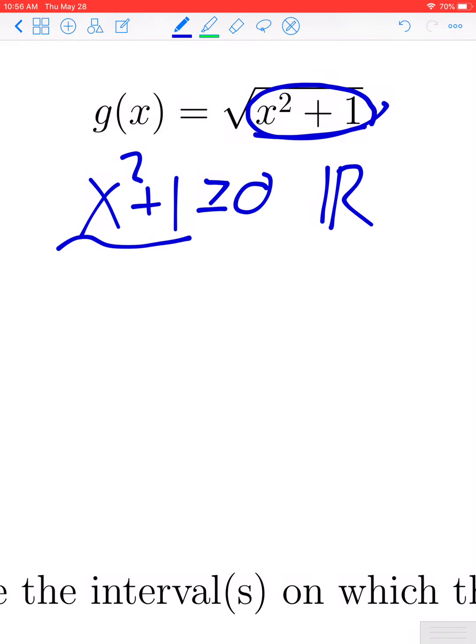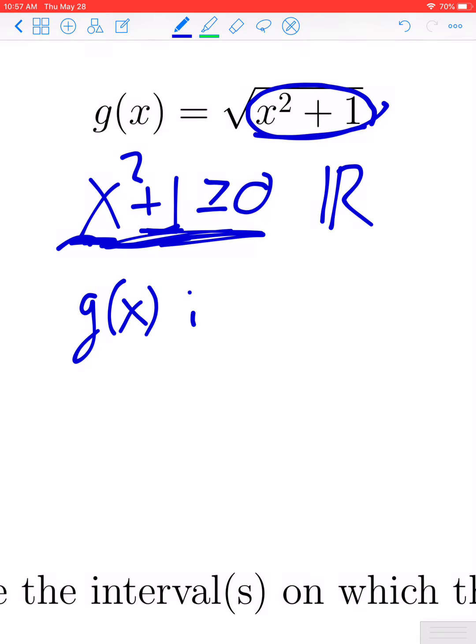Remember, x squared is always at least 0, at minimum 0. If you add 1 to it, you will always get a result that's greater than or equal to 1. Therefore, g of x is continuous on all reals.